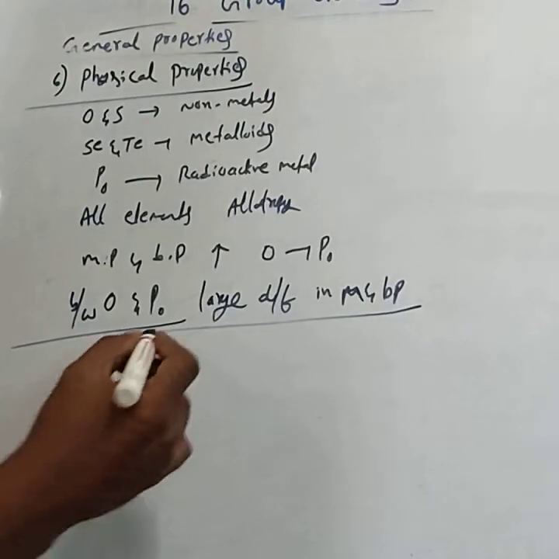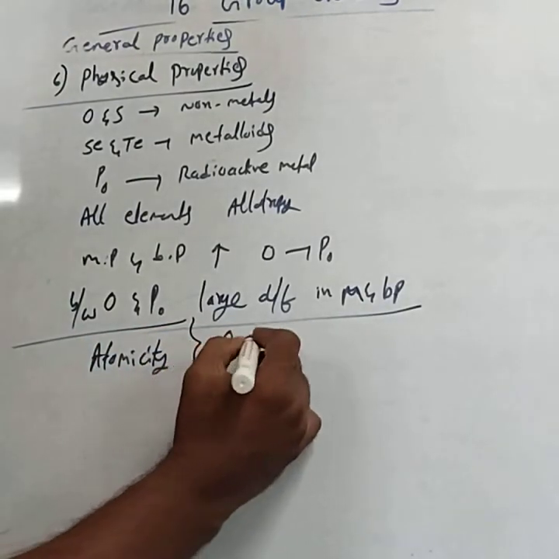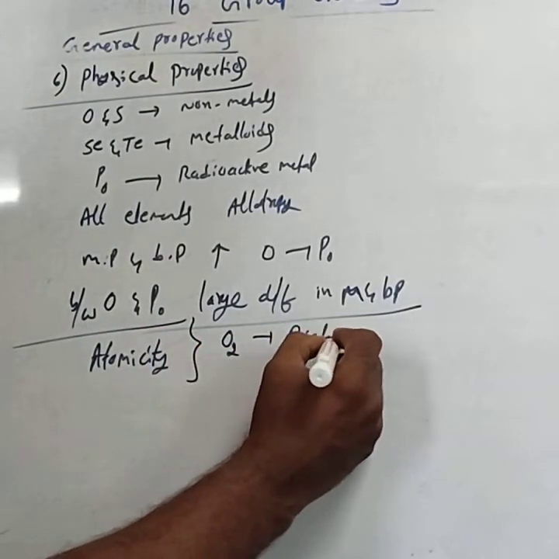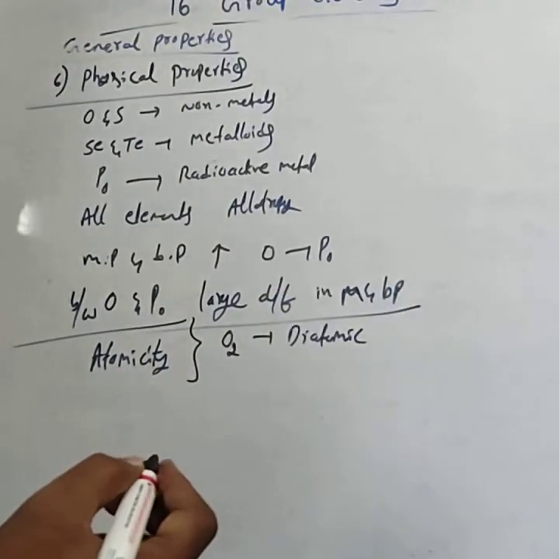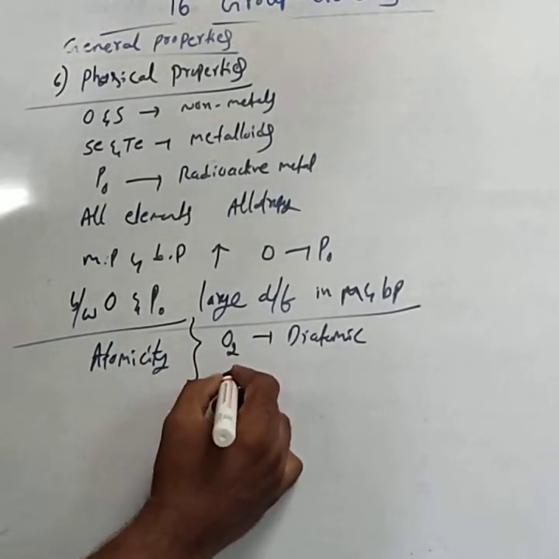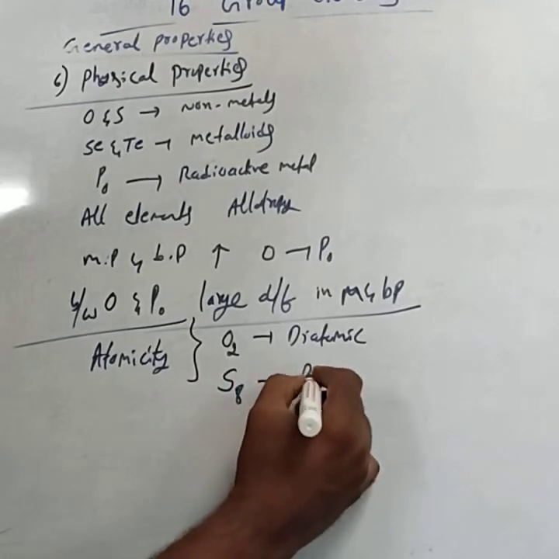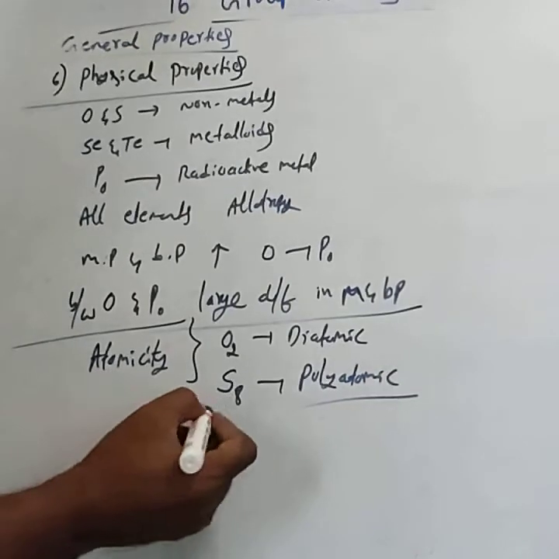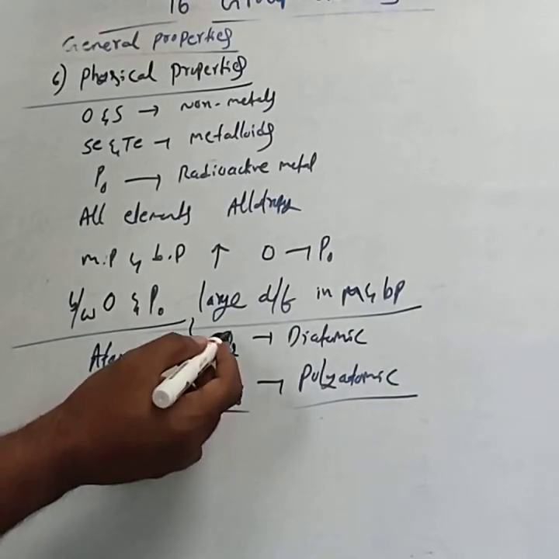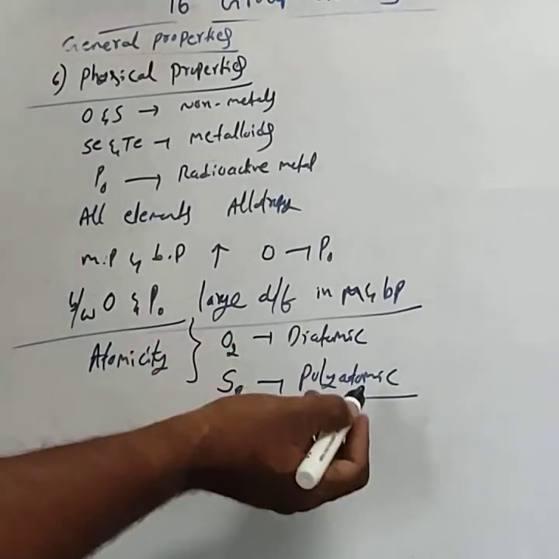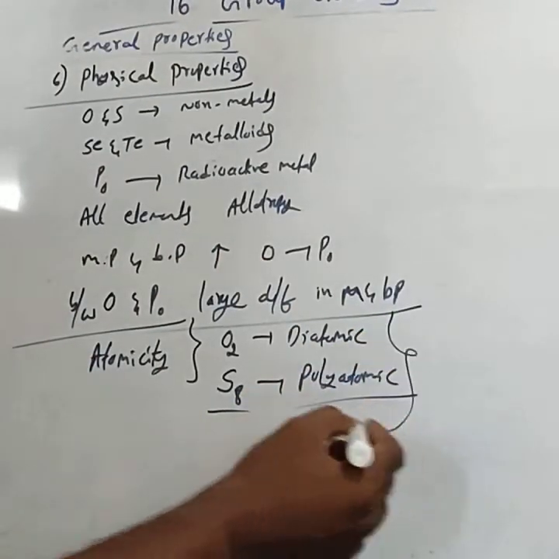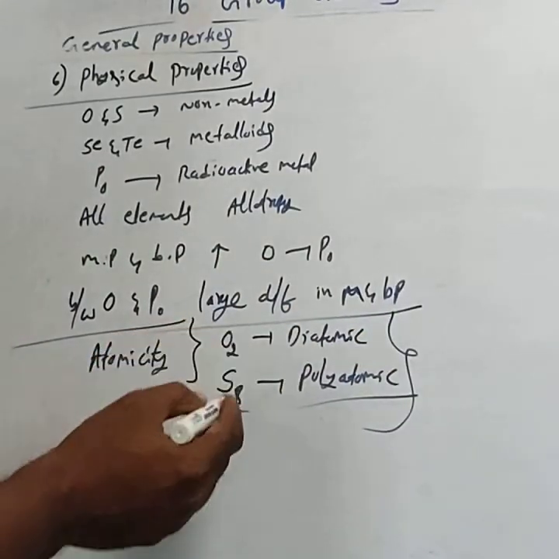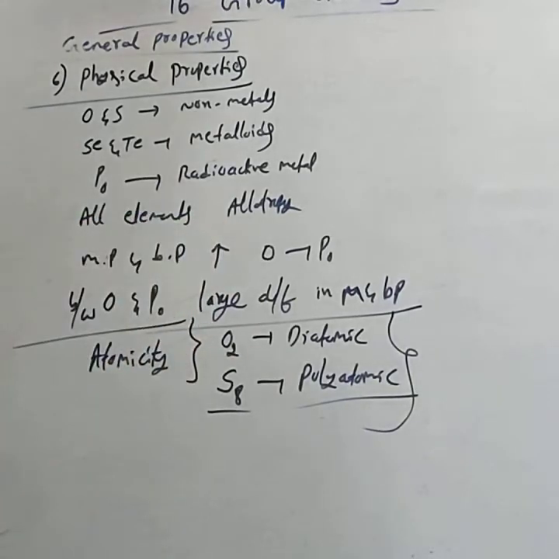Generally, oxygen is diatomic, while sulfur is polyatomic, octatomic in nature. Due to the difference in their atomicity, there is a large difference in melting and boiling points between oxygen and polonium.